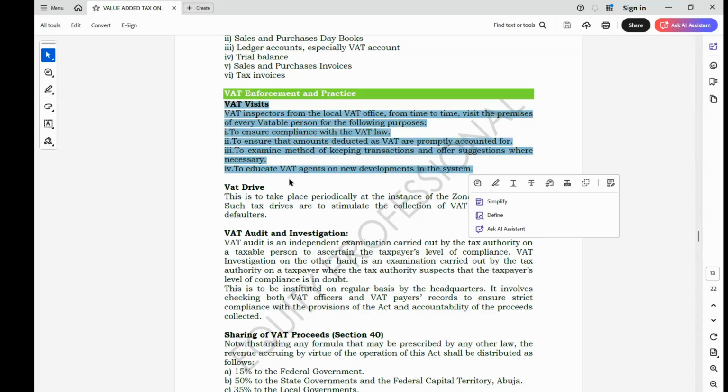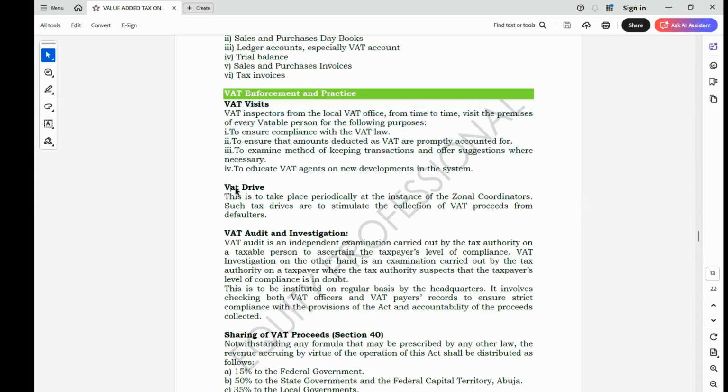Instead of that, they can also do what is called VAT drive. This is usually done by the zonal coordinator, the zonal head, who visits your office periodically. Such tax drives are stimulated to collect VAT proceeds from a defaulter, where they find out that you have stopped payment of VAT. So they carry out what is called VAT drive. The zonal office will visit your premises to enforce payment of VAT. This VAT drive is usually conducted for defaulters of payment of VAT.